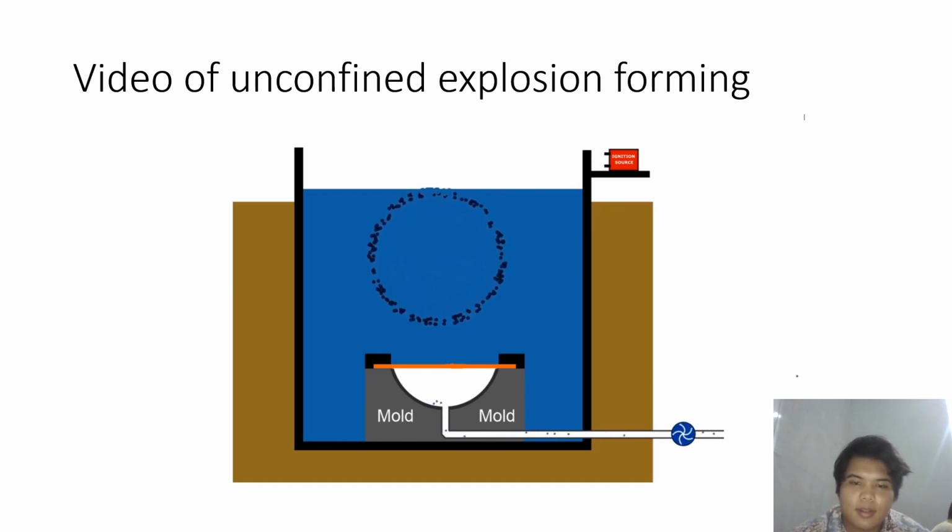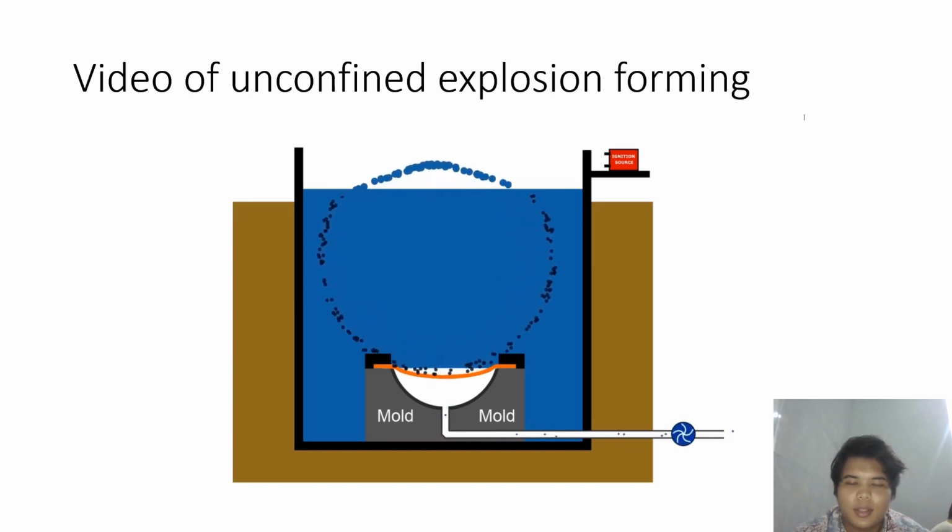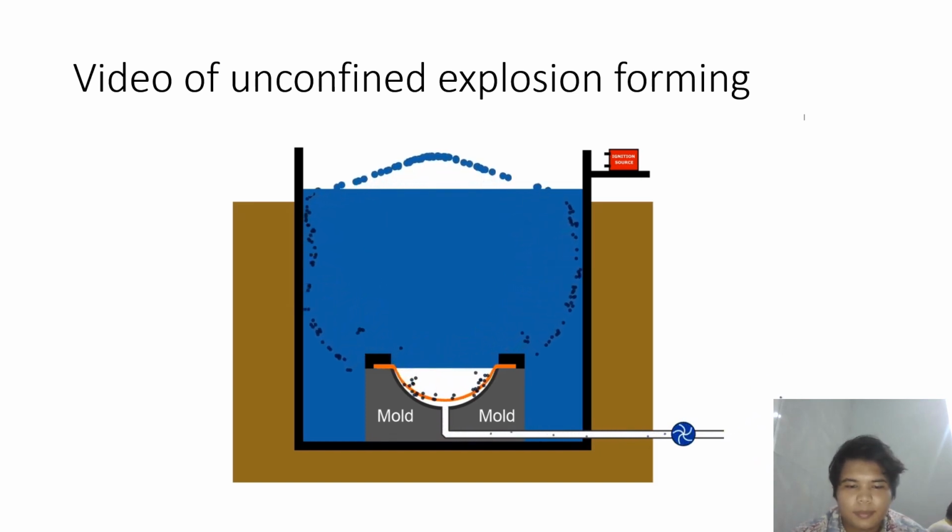As you can see, this is the explosion causing the waves to push the metal part into the mold. When the pressure wave hits the metal sheet, it then forces it into the shape of the mold.